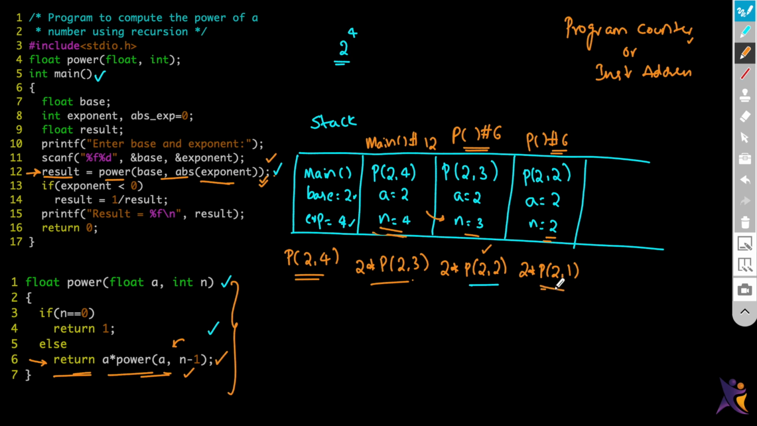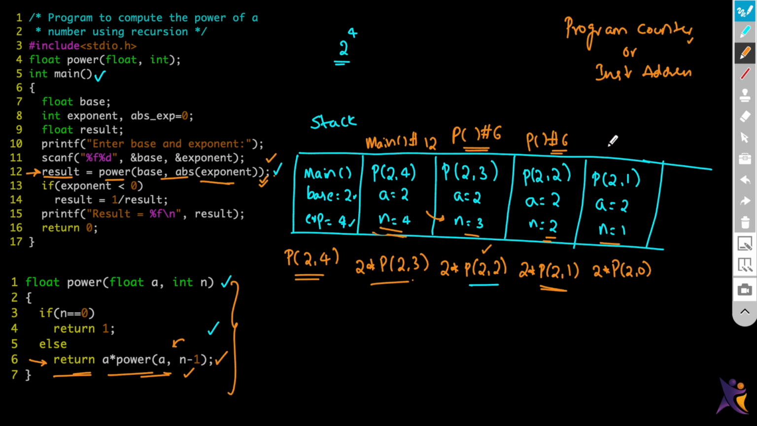Again, because of this function call, a new activation record will be created in the stack space with a copy of all the statements in this power function, right? So essentially we'll have a equal to 2 and n is equal to 1, right? So this is my activation record, and in this function also n is not equal to 0, so the control goes to the else part where we have an expression like 2 into P of 2 comma 0, right?